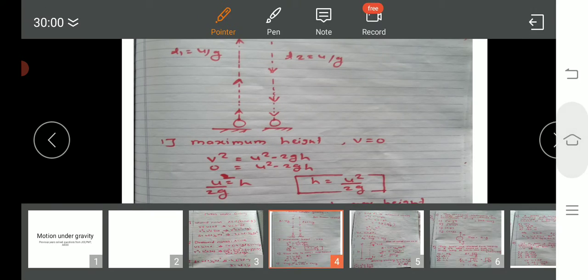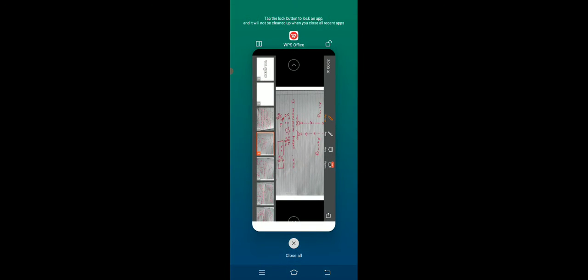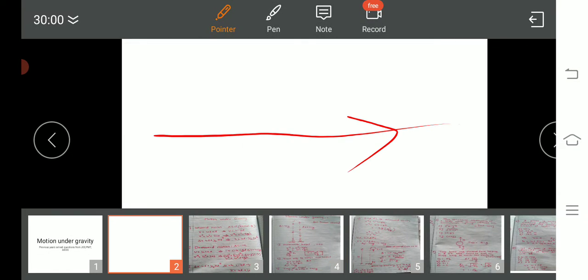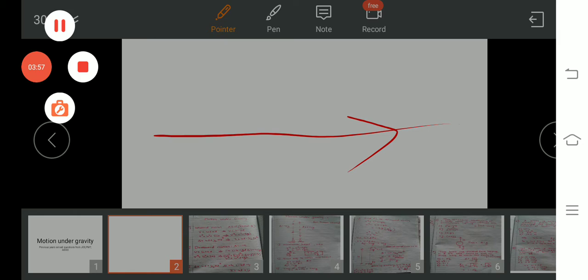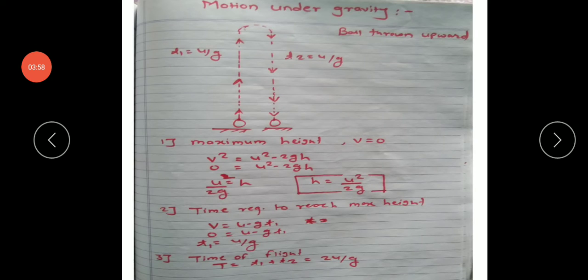Let us suppose the final velocity is v, right? So what will be the value? V is equal to u plus gt2. U is 0 as the initial velocity is 0. T2 is equal to v upon g, that is u upon g. So the next part is when the ball is dropped.